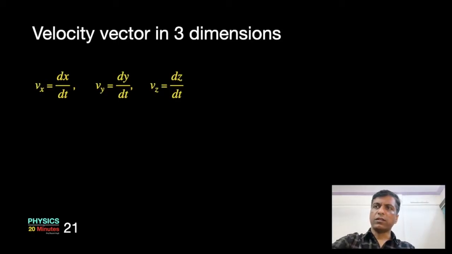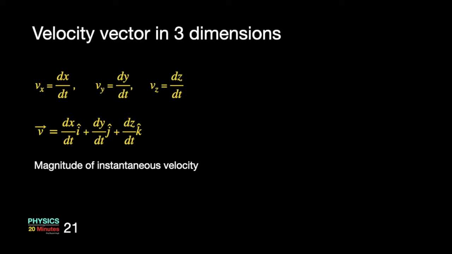Just like displacement, velocity will also have three components. So the x component of velocity would be dx by dt, the y component is dy by dt, and the z component is dz by dt, where dx, dy and dz are the x, y and z components of displacement. The velocity vector can also be written as dx by dt i cap plus dy by dt j cap plus dz by dt k cap.